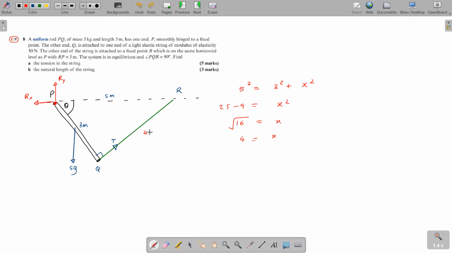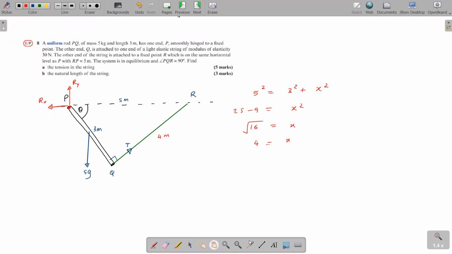This distance is 4 meters. Is that okay? Okay, so now the question says to find the tension in the string. How do we find the tension in the string? We have to find the tension in the string.